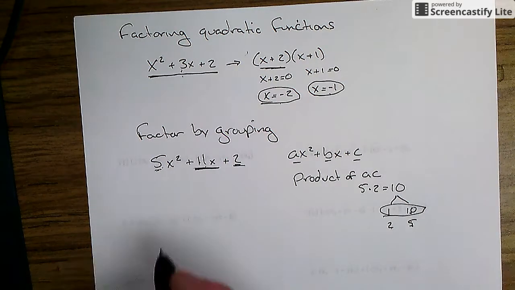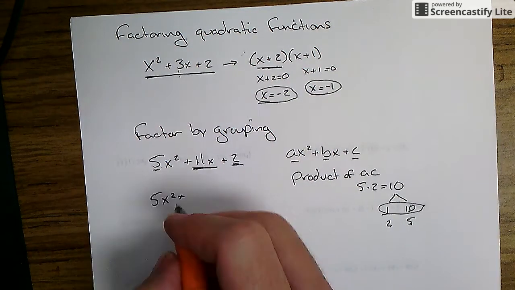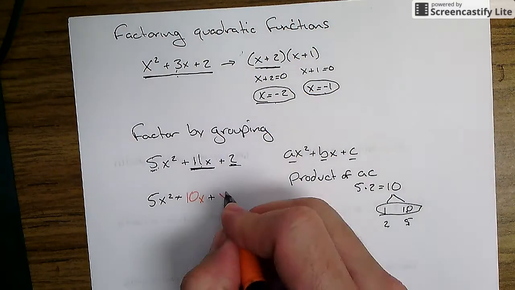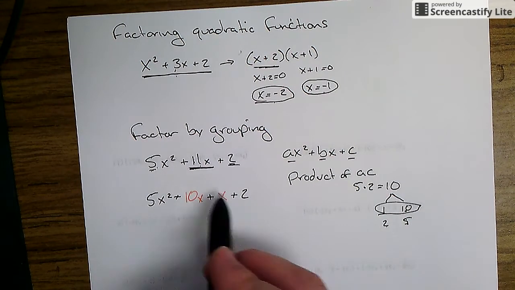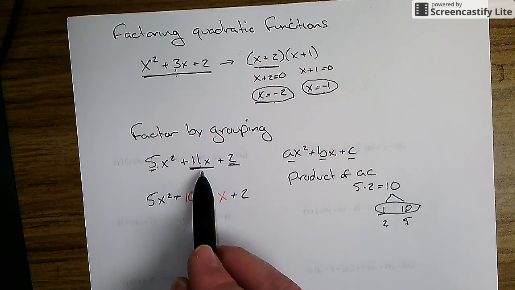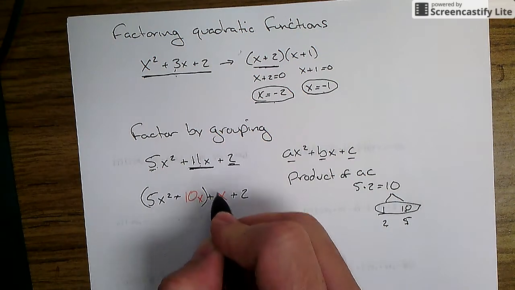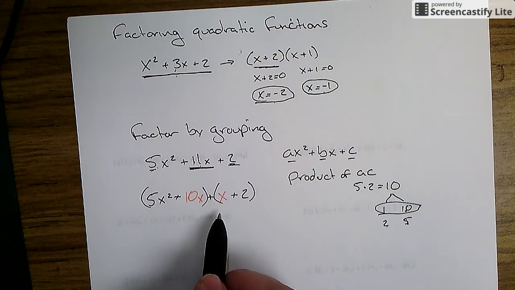So now we're going to rewrite our function, 5x squared plus 10x plus x plus 2. This is the exact same function as this, because 10x plus 1x equals 11x. But now we have four terms, and we can factor by grouping the first two terms and the last two terms. And it does not matter if you put the 10x first or you put the x first. Either way, it'll still factor the way we need it to factor.